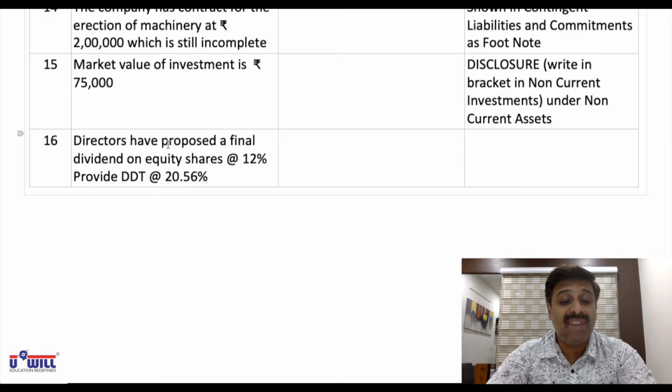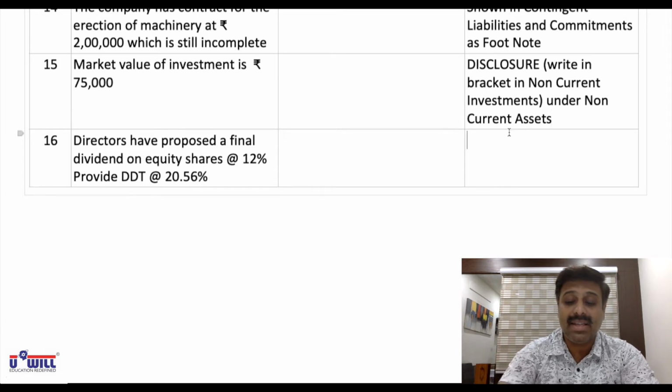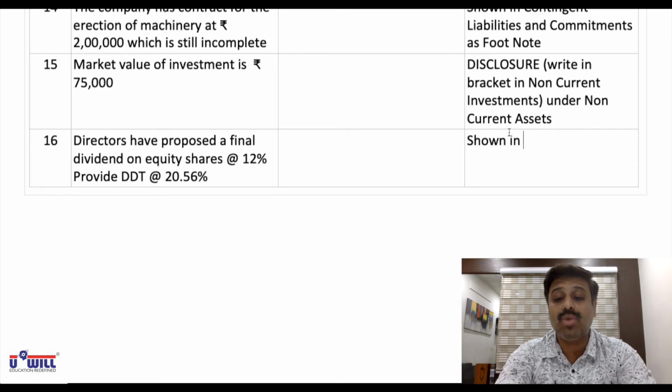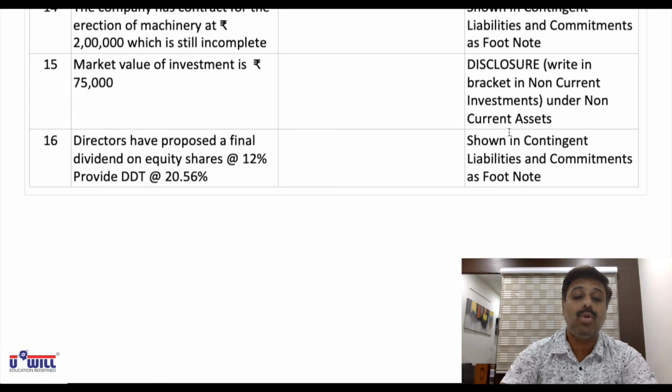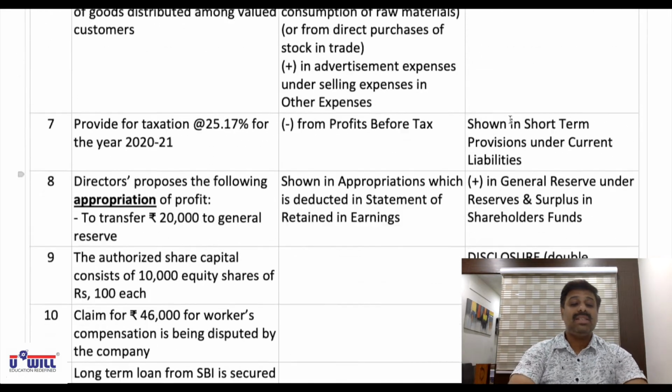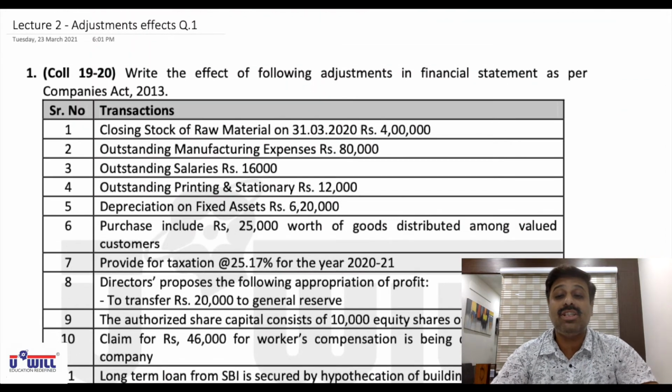Directors have proposed a final dividend on equity shares 12% and provide DDT 20.56%. This will also be shown in contingent liabilities and commitments as footnote below the balance sheet. So this is how we have to give the effect of all the 16 adjustments.